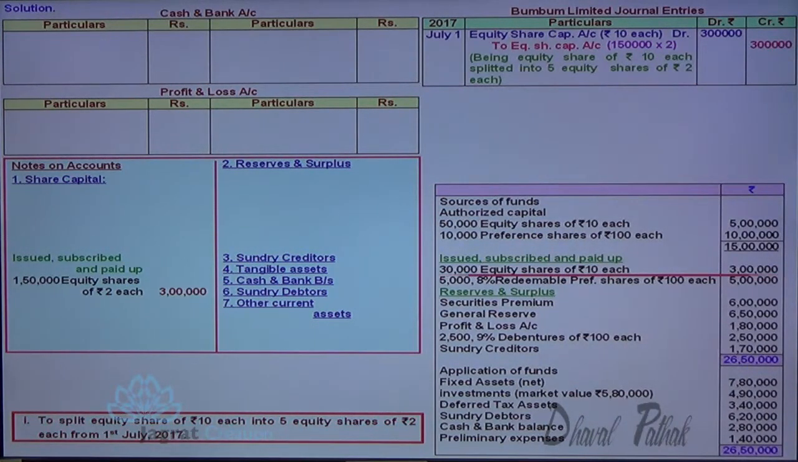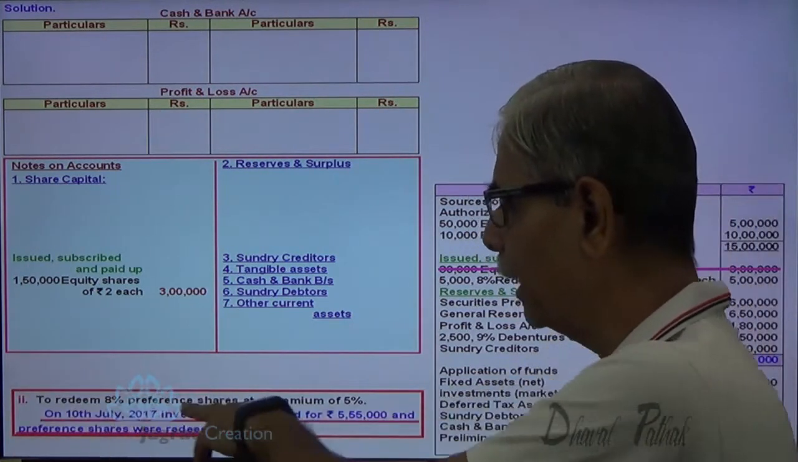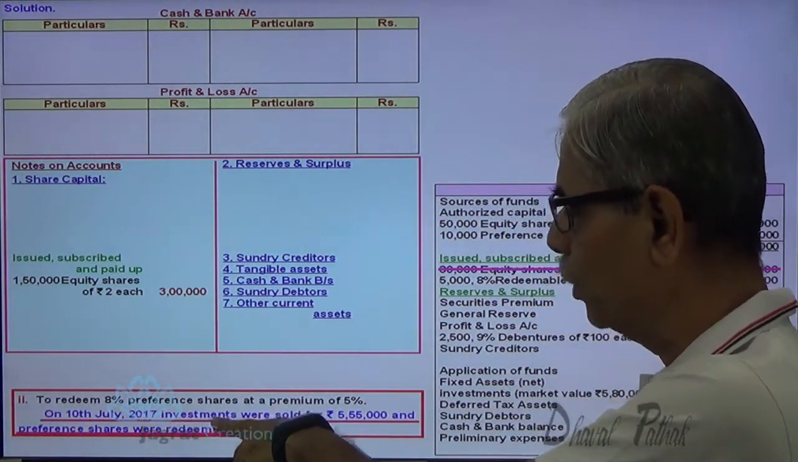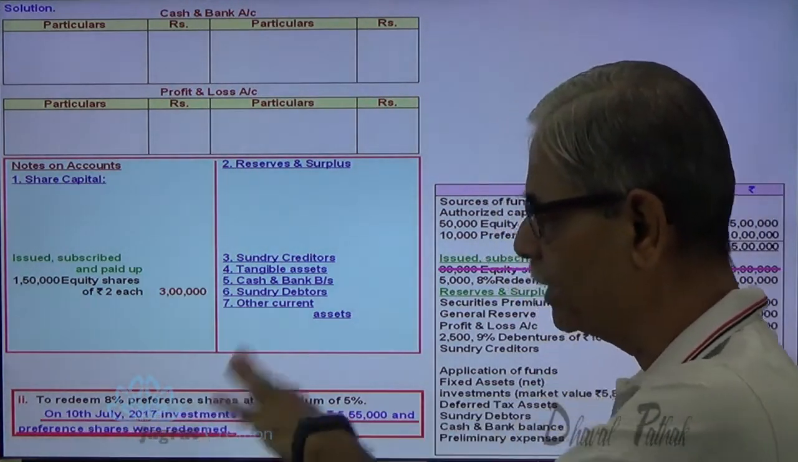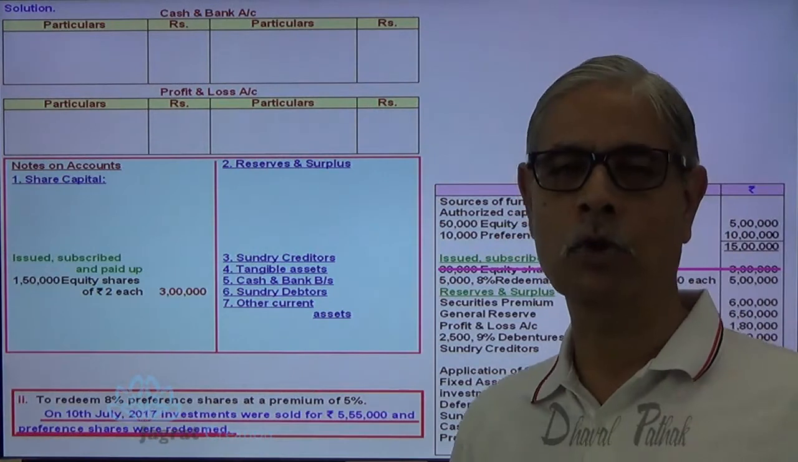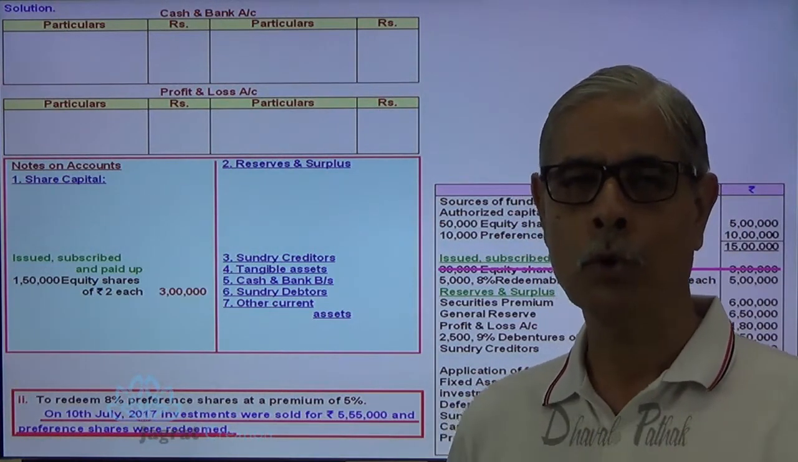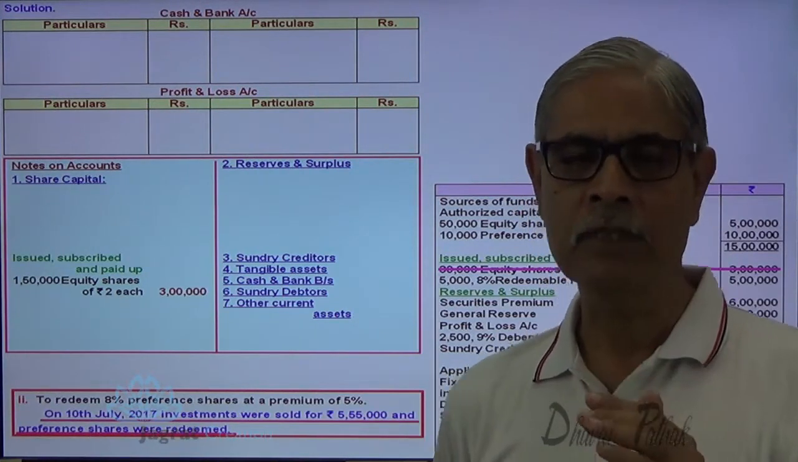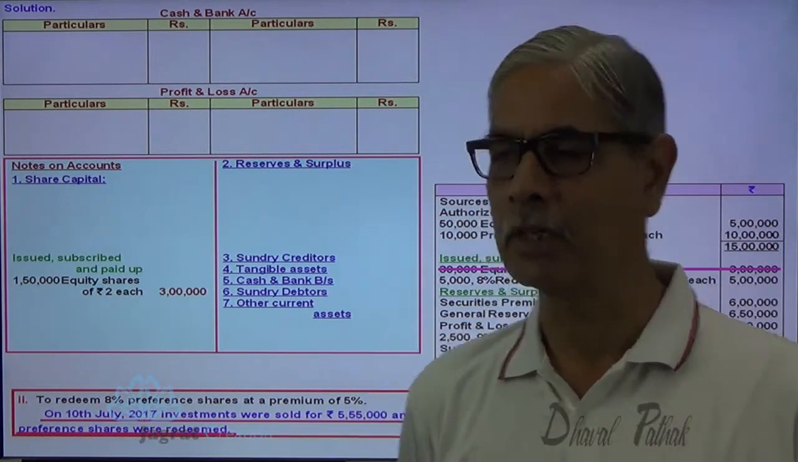Second transaction: redeem 8% preference shares at a premium of 5%. On 10th of July, investments were sold for rupees 5,55,000 and the preference shares were redeemed. So investments are sold, so cash is made available. But for the purpose of redeeming preference shares, you are required to make provision out of reserves otherwise available for dividend by transferring the necessary amount to capital redemption reserve.